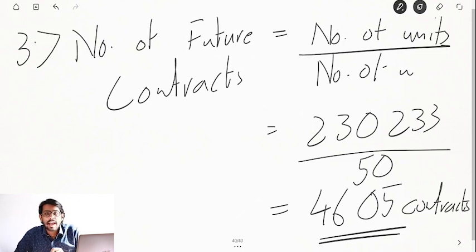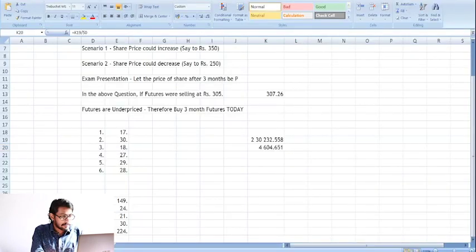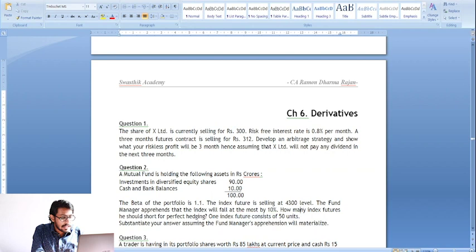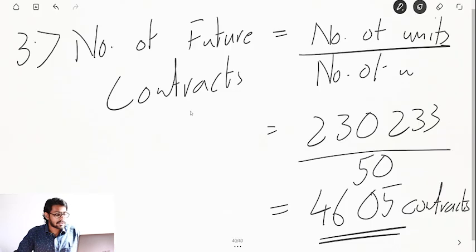This is your answer to part one. How many index futures should you short for perfect hedging? You need to short 4605 future contracts to obtain perfect hedging. Substantiate your answer assuming the fund manager's apprehensions will materialize. For that, you have to draw this part.